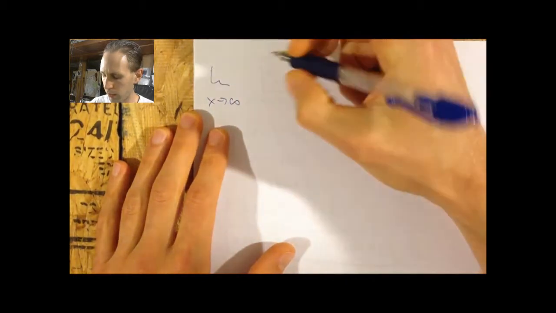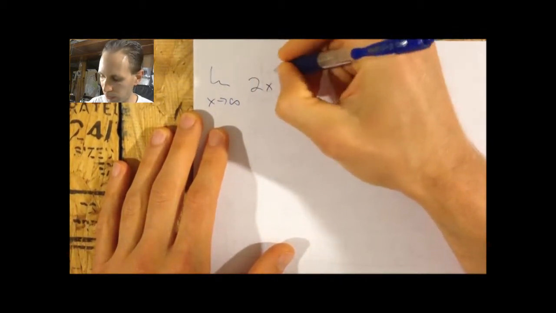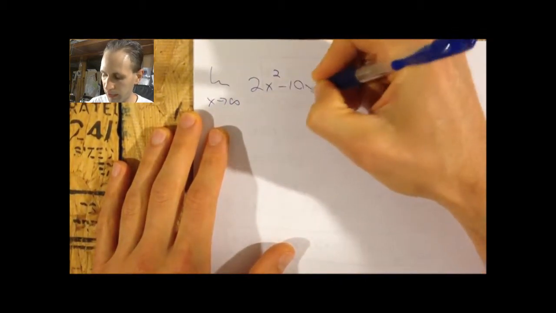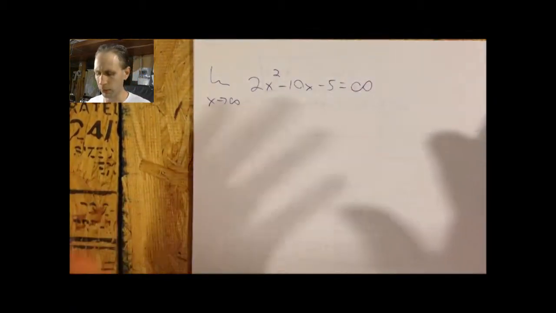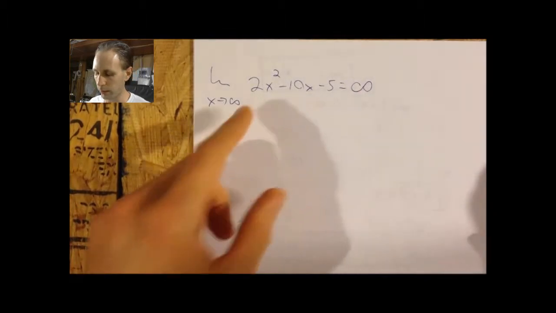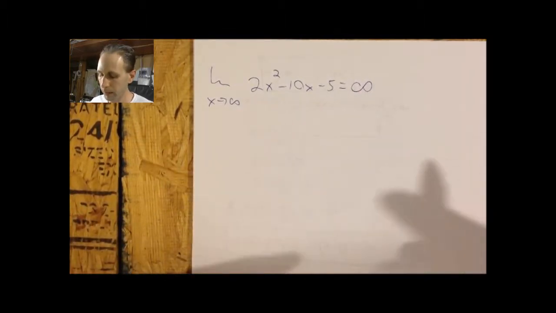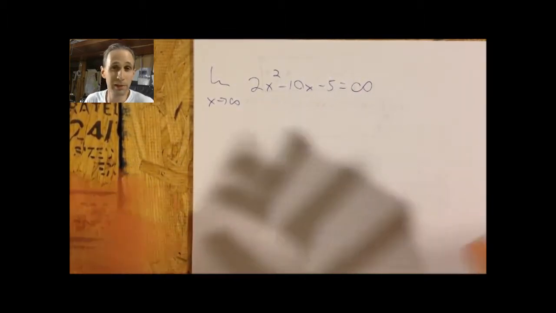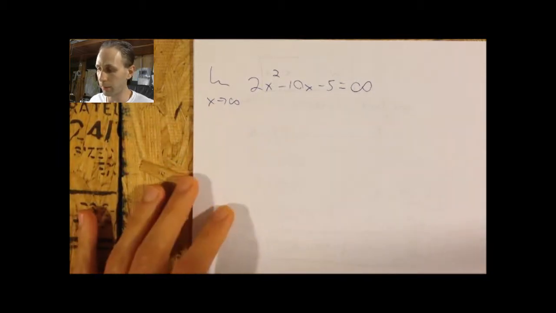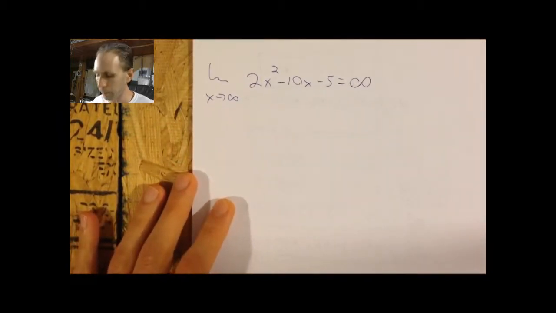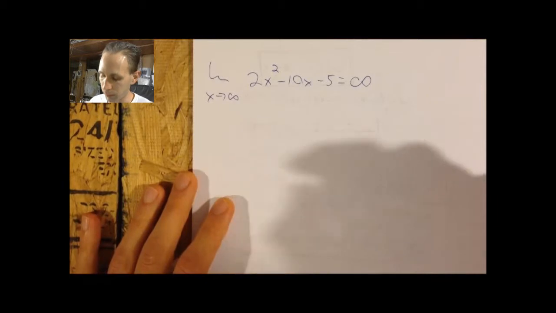the limit as x approaches infinity of, let's go crazy, we'll say like 2x squared minus 10x minus 5 is infinity. Now, we know the answer in advance. We know it's going to rise, so the answer should come to us rather easily. But how do you do it? You have to play that same game.